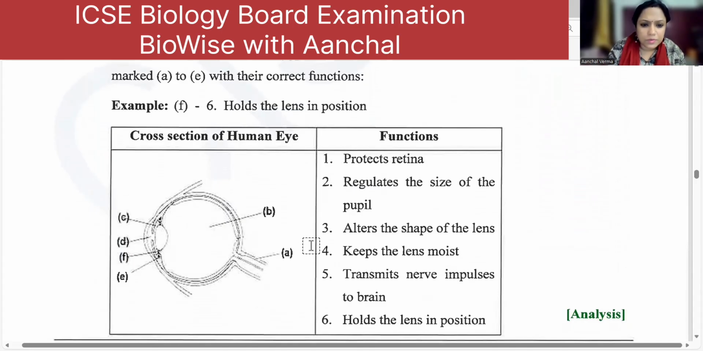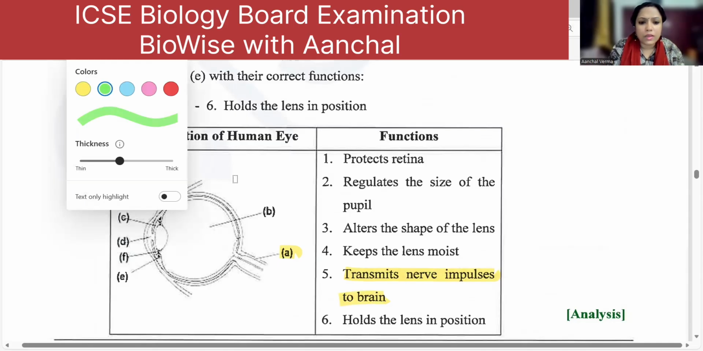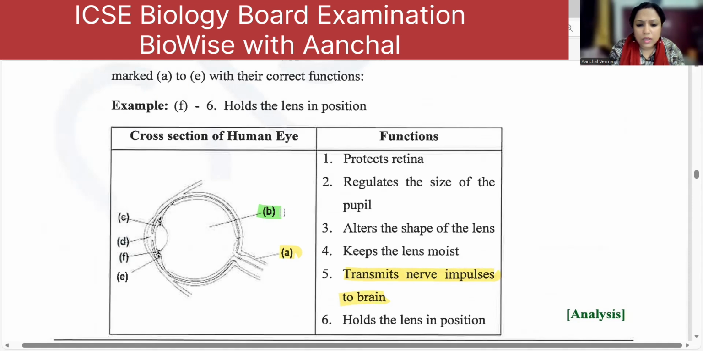So what is A? Now here, see, A is the optic nerve. So optic nerve helps in the transmission of the nerve impulse. Okay, so optic nerve helps in the transmission of the nerve impulse. Correct? A5. Then you have B. What is B? B is the vitreous fluid. So vitreous fluid, what it does, it protects retina, alters the shape of the lens, regulates, protects retina.